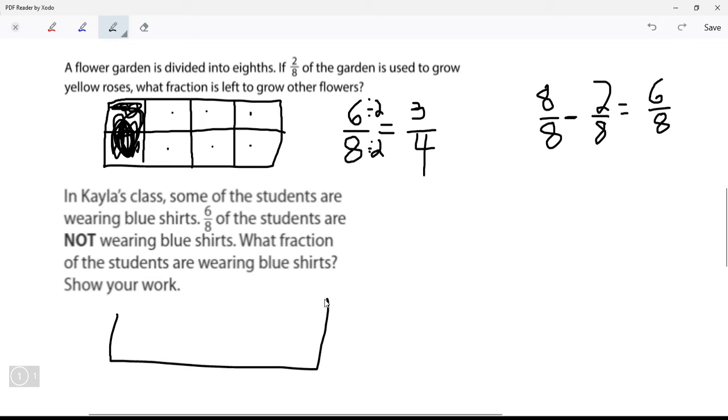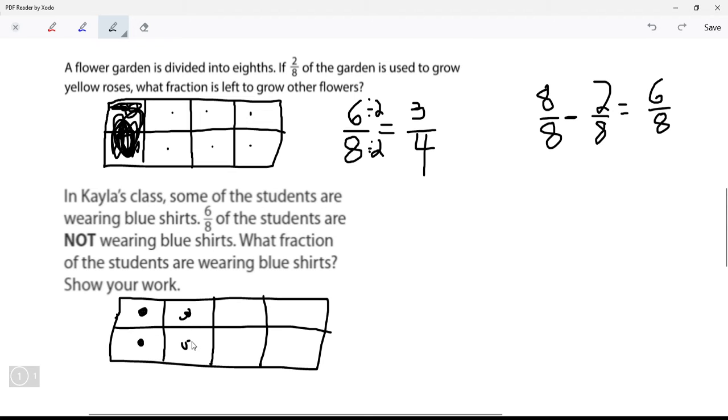basically the same sort of problem. It even has the same denominator. So we split it up into eighths. We can color 6. 1, 2, 3, 4, 5, 6. And then how many are left? It's just 2. So the answer would be 2/8. And just like above, there is a common factor of 2. So this actually equals 1/4.